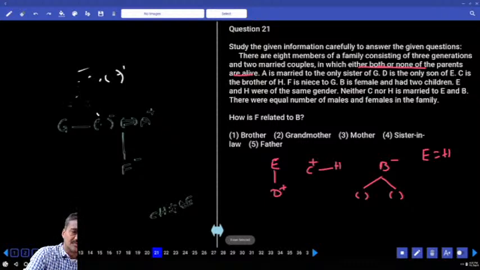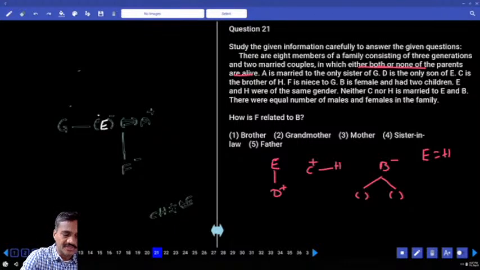Now as of now this information is not given. B can be anywhere. And D is the only son of E. Can you take E at this place here? If you take E here, then D is the only son of G, isn't it? That means E and A and G, these 3 persons are one group, and D is here.